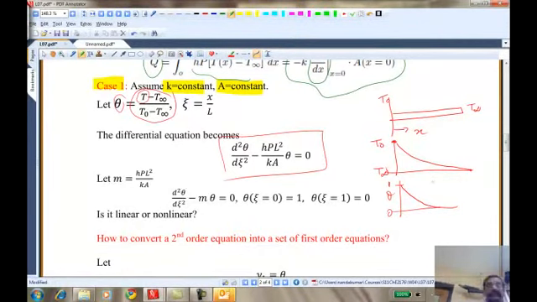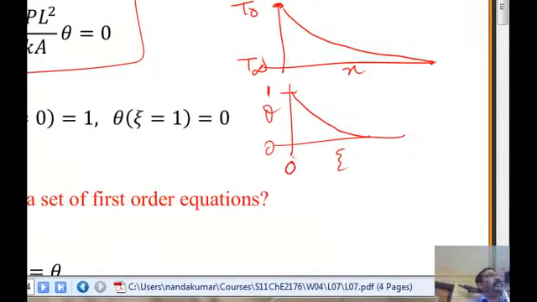I'm going to do the same thing for distance. I'm going to define a variable called psi, which is defined as x over L, where L is the length of the fin. Here I'm plotting T versus x, and here I'm plotting theta versus psi, just to show you what the scaling does to the graph. What would be psi at the base of the fin? x equal to 0, so psi must be 0. Am I losing you guys? Or have you seen this dimensionalization before?